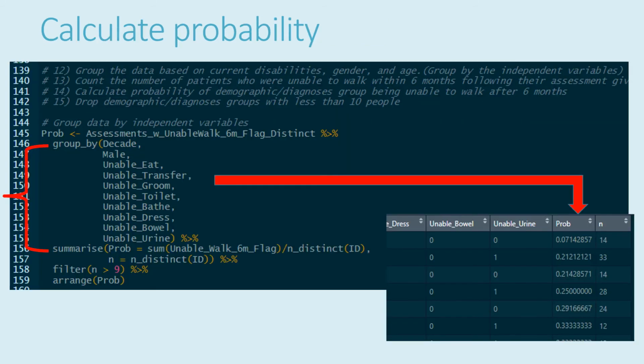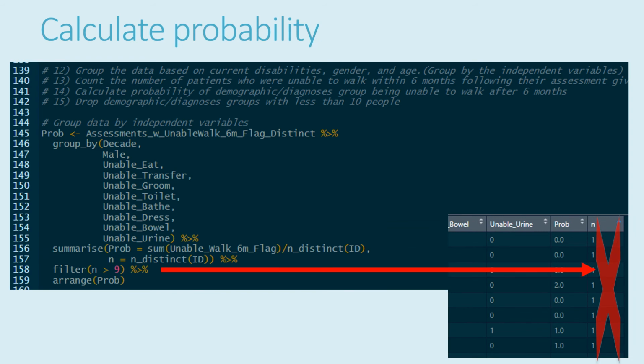Our next step is to group the independent variables in order to calculate the probability of being able to walk after 6 months, given the combination of demographic information and diagnoses for each patient. So our probability is the number of patients that were unable to walk after 6 months, divided by the total number of patients with that particular combination of diagnoses and demographic information. Our new variable n is the number of unique IDs in that combination group. We're also going to filter out any diagnoses and demographic groups that have less than 10 people.